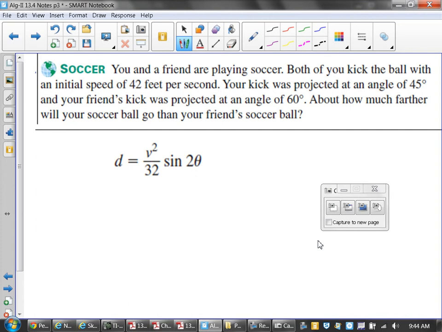So what we've got here is, again, two people kicking a soccer ball. 42 feet per second is the initial velocity. Yours is at, because everybody goes out to play soccer with a compass and a protractor, right? So you have a 45-degree angle and a 60-degree angle. Which one's going to go farther?